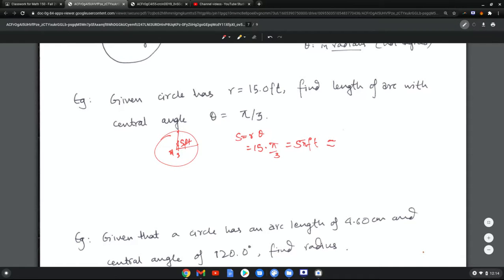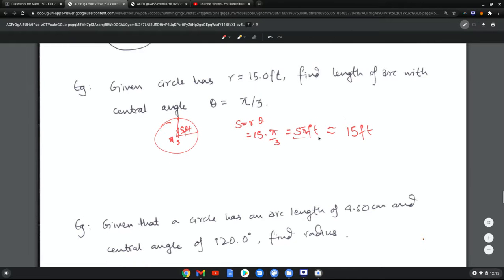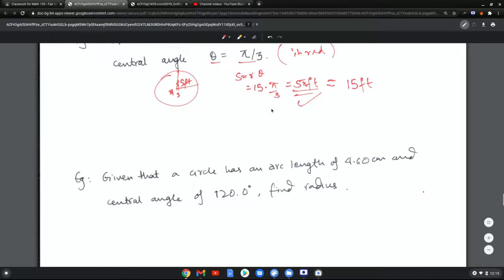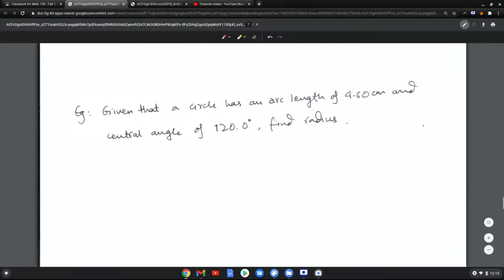This should be approximately 15.5 something feet. It's okay if you leave it at this place. Again, important that this is in radians and not degrees. So if you use degrees, then that's going to be an incorrect answer.